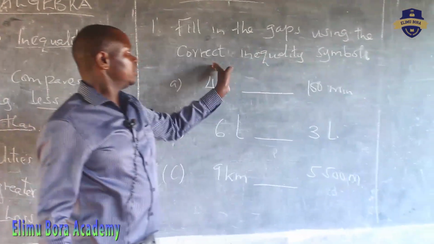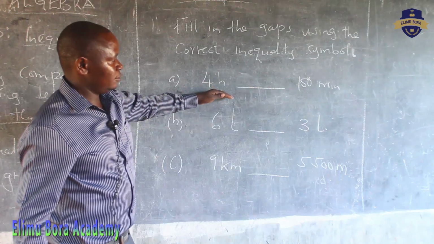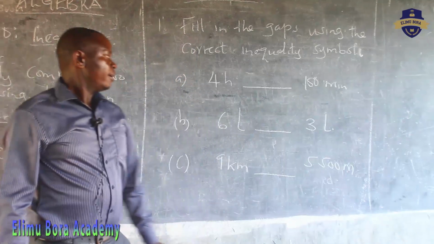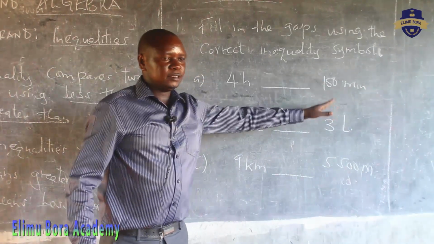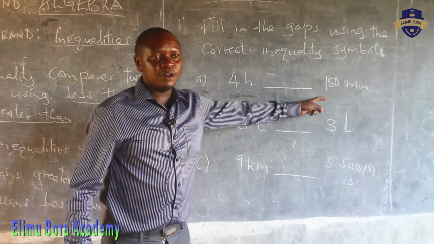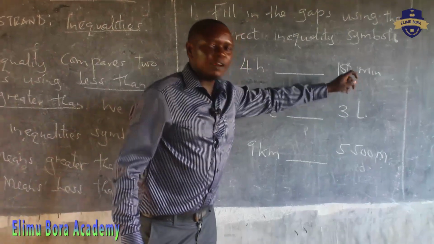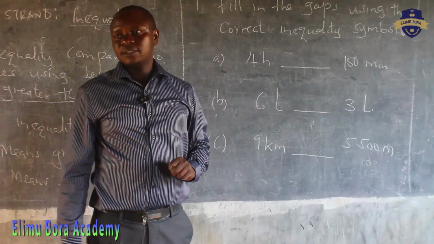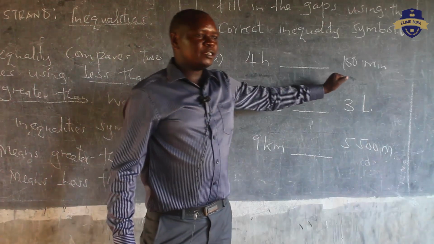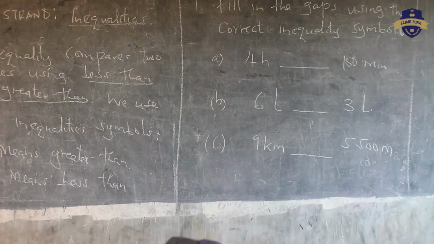Aya, examples here. Fill in the gaps using the correct inequality symbols. We have 4 hours, we have the gap, and 180 minutes. What comes in your mind? Make sure that the two are in the same what? Units. Are you together? Now, these 180 minutes are equivalent to how many hours? 3 hours. Good, because 1 hour is what? 60 minutes. So 60 times 3, it becomes what? 180.